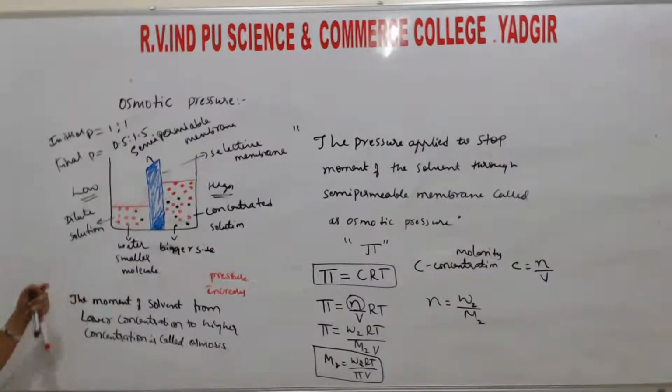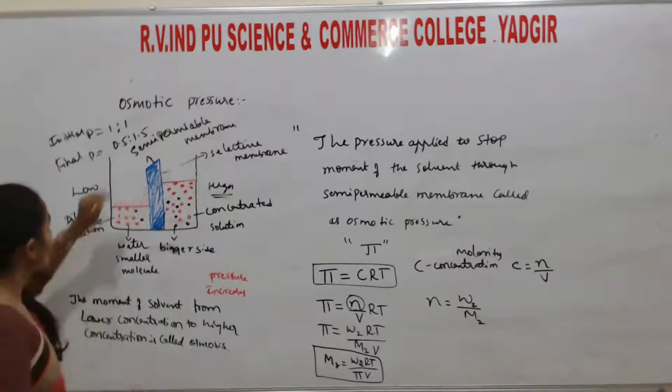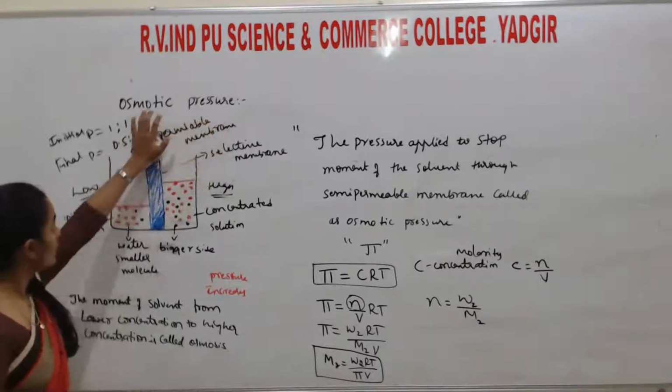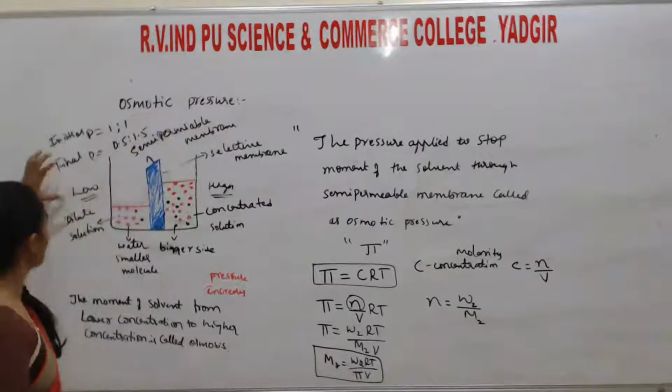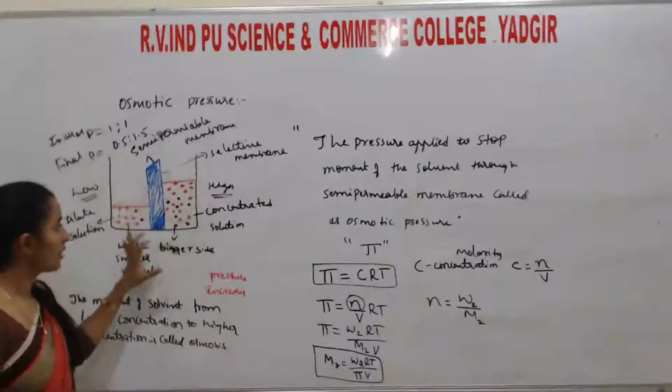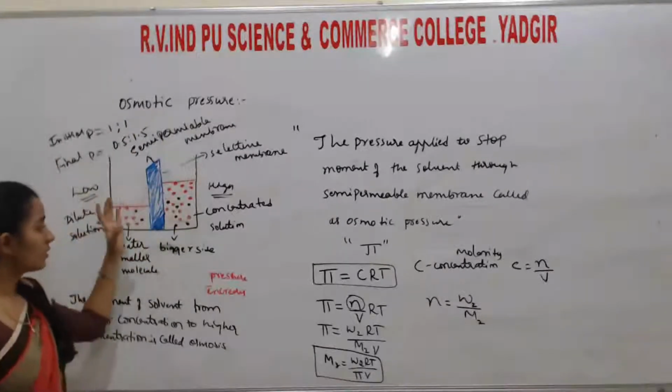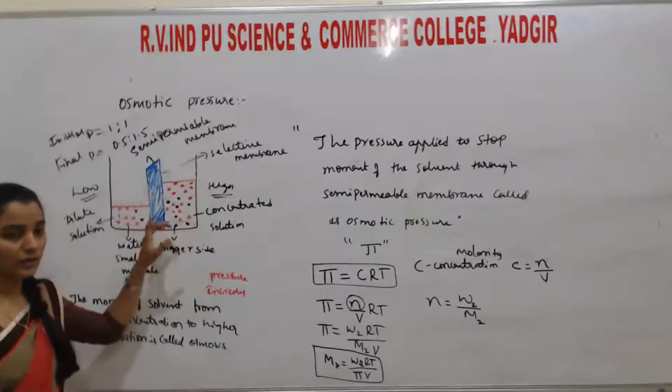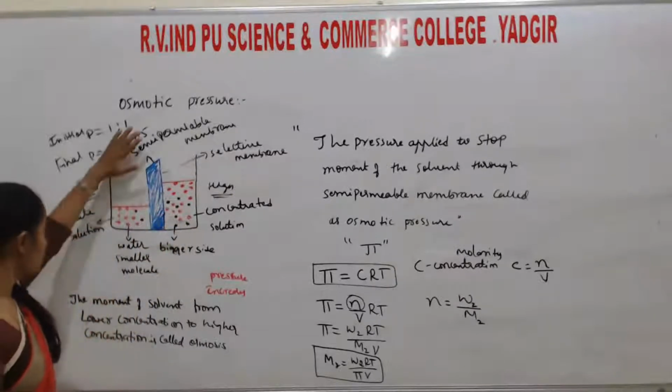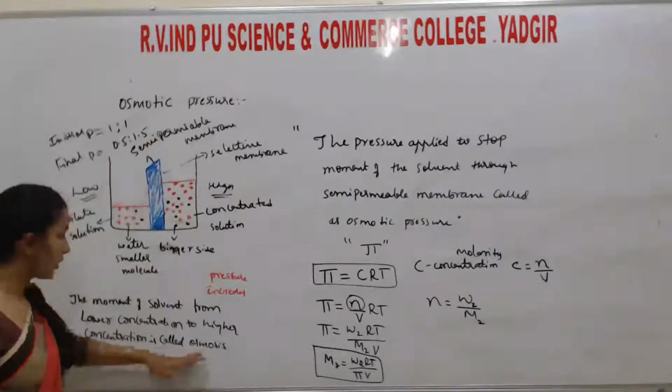Okay, so I'll explain one thing. So the osmotic pressure means, I'll just represent a diagram. This diagram shows what? The transfer of the solvent from the lower concentration to higher concentration. So this complete process is called as osmosis.